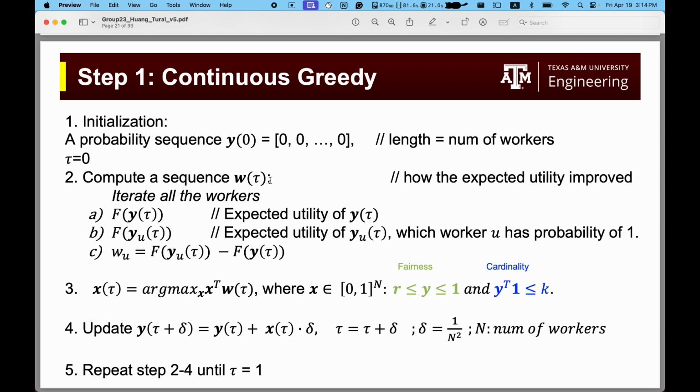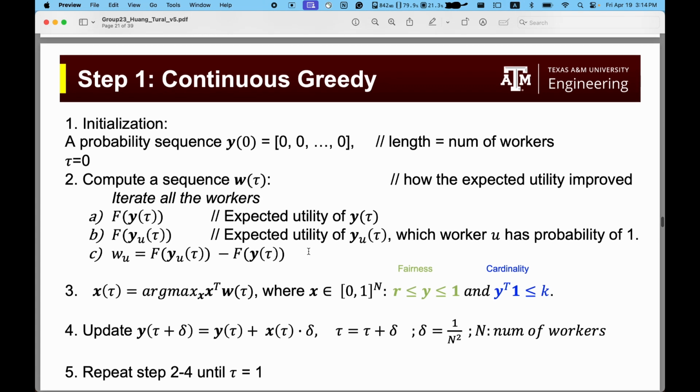Then we compute a sequence W. For every element in the sequence W, we iterate over all the workers, computing the expected utility of the current probability, and also the expected utility if we pick worker U, and then we compute the difference between these two values. Once we have this sequence W, we can obtain the current optimal solution, and then we update our probability sequence by a small fraction delta, and also update the variable tau. We repeat step 2 and step 4 until tau equals 1. So here are the details of the first step.